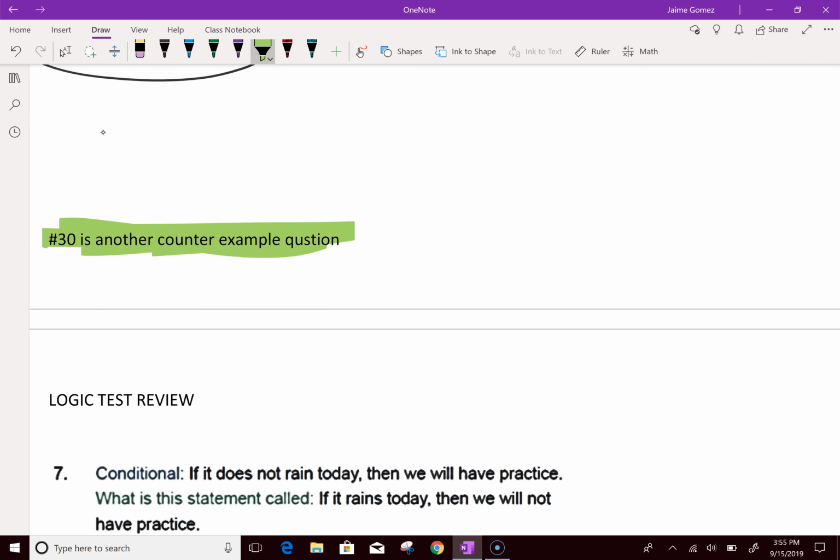Number 30 on the test is a counterexample question. I only did 29 questions on the review here because I didn't feel like printing out another paper just for one question. So number 30, just a counterexample, right?